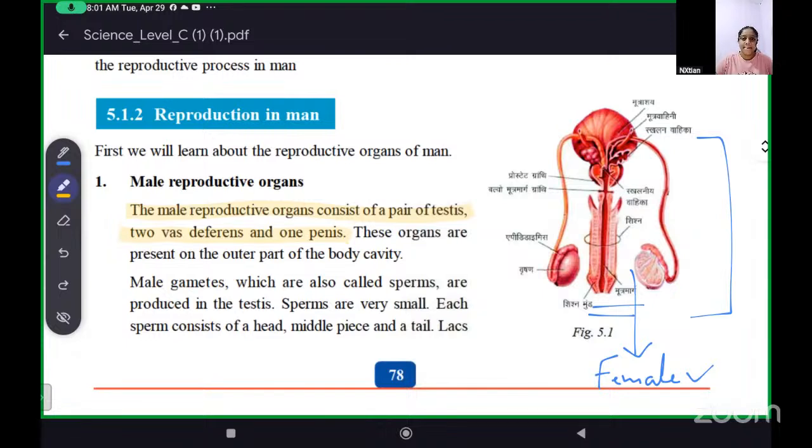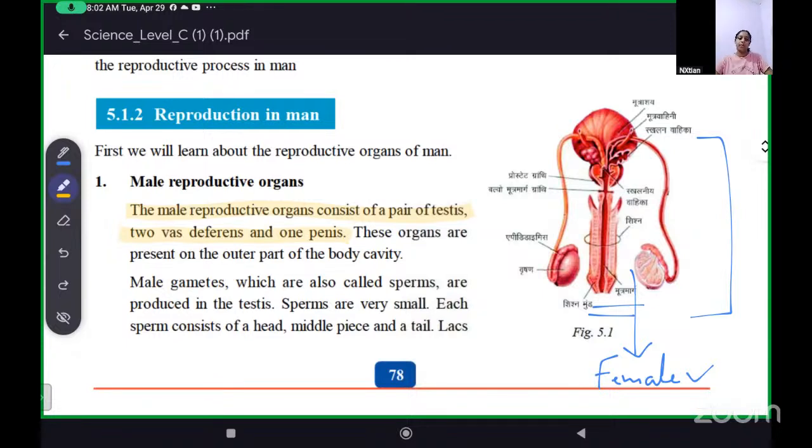Okay, we will talk about that, when the birth of a son happens and when the birth of a daughter happens, the XX chromosomes and XY chromosomes. We will talk about it.